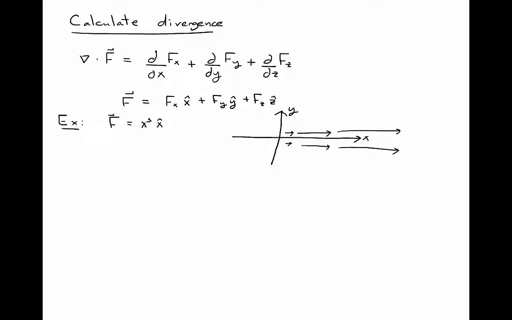Okay, but cubed is an odd function, so that means that it is negative on the other side. And when you're sketching these things, don't worry about being exact. Just draw enough arrows that you understand the general behavior of the function. Alright, so what's the x component of this function? X cubed. And there's no y hat or z hat, so the y and z components are 0. Okay, so we go to calculate our divergence.